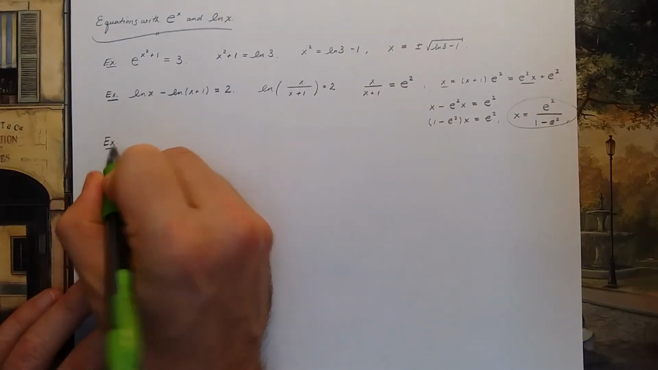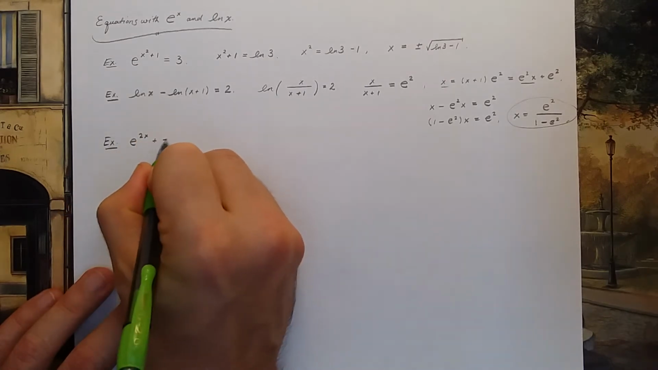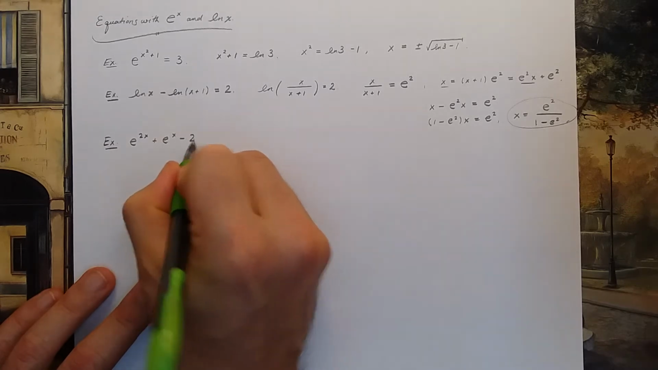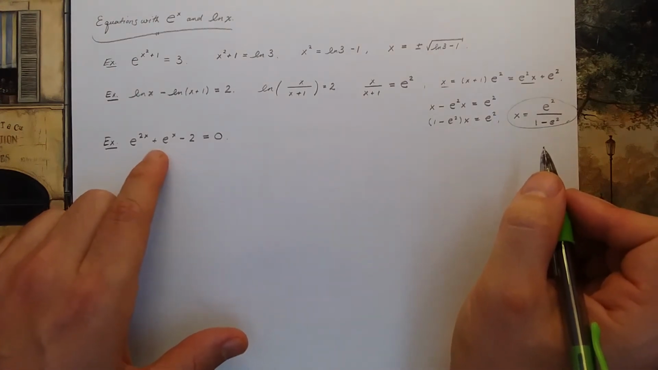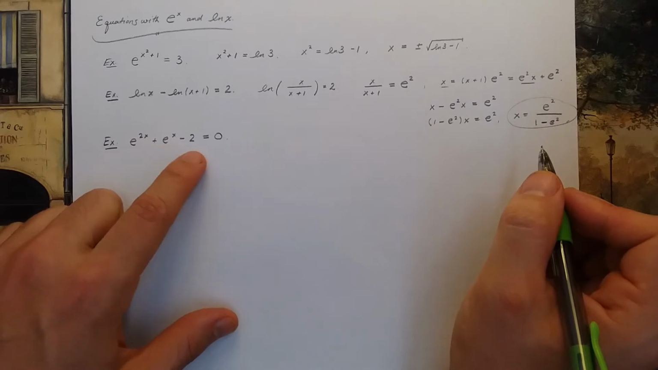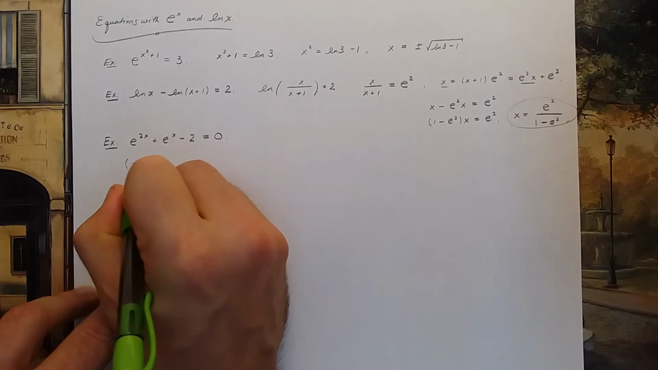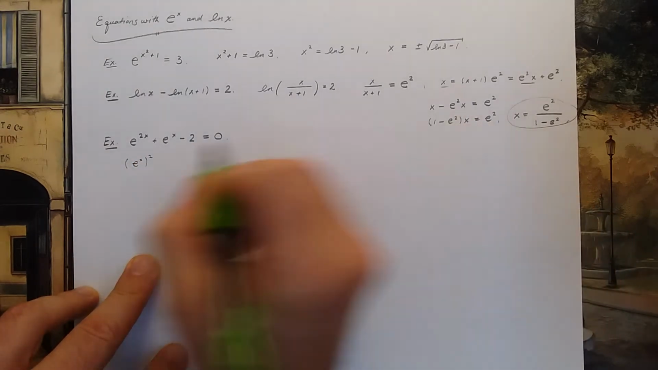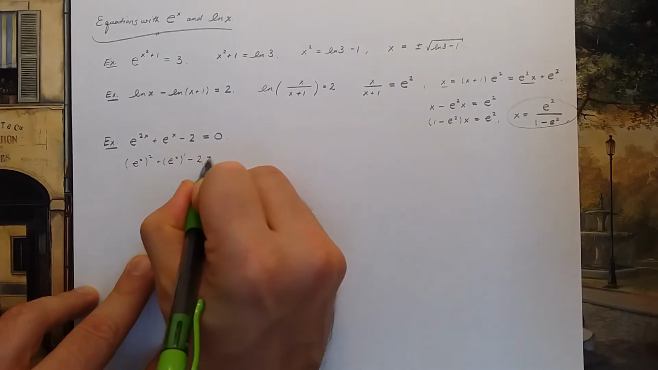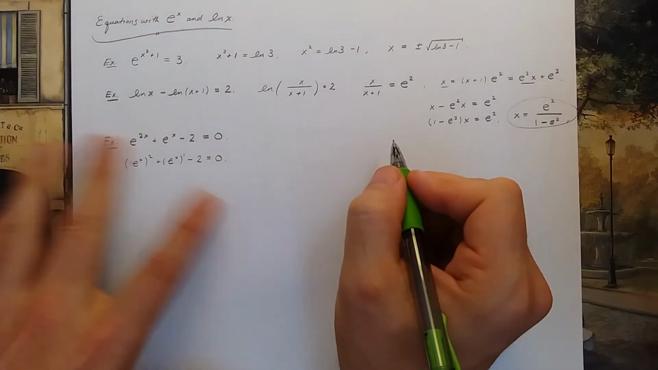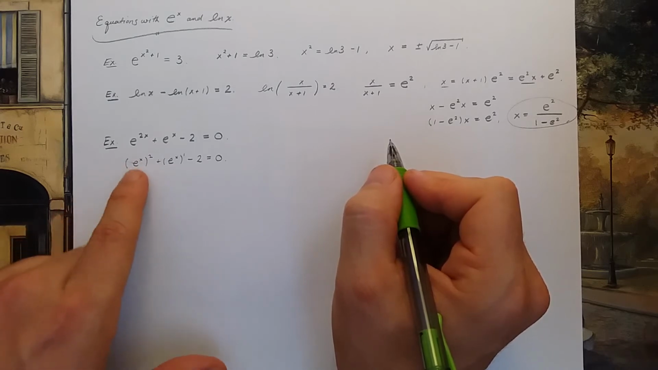Let's try this type. What if I had e to the 2x power plus e to the x minus 2 is equal to 0? For this equation, I'm going to notice I have a quadratic equation in disguise. You can rewrite this using basic properties of exponents as e to the x power squared plus e to the x to the first power minus 2 equals 0. Then I could more easily see I indeed have a quadratic equation. It's a quadratic equation in e to the x.